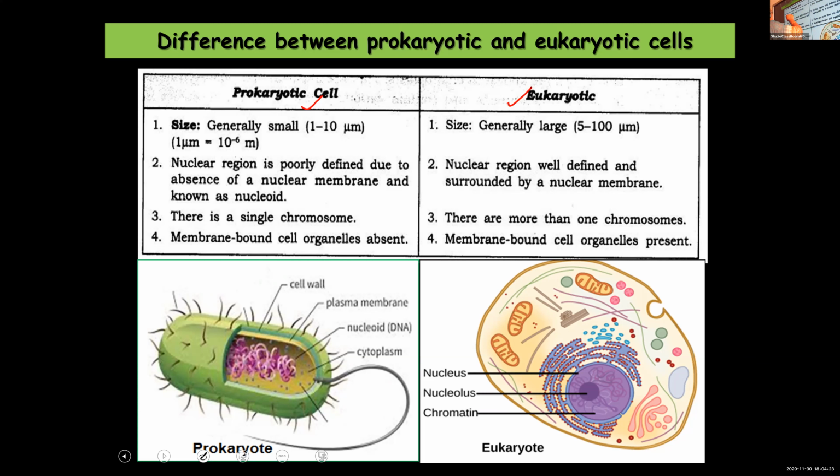Point number 1, size. Prokaryotic cells are small in size, whereas eukaryotic cells are large in size. These dimensions you don't have to learn, but still I'll mention. It is 1 to 10 µm. 1 µm is 10 raised to minus 6 meter. You don't have to worry about those values, but just understand that prokaryotic cells will be smaller in size and eukaryotic cells will be large in size.